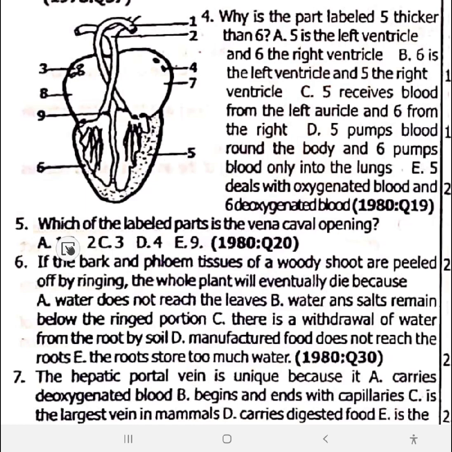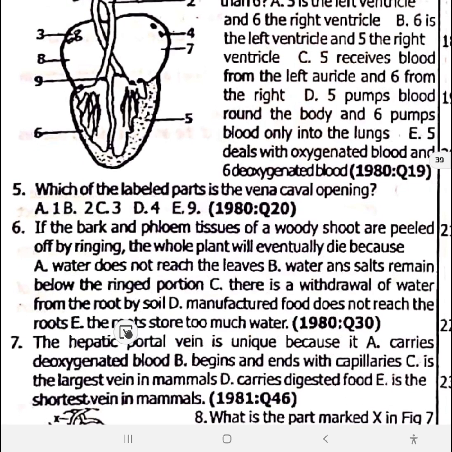Alright, so which of the parts labeled is the vena cava? Question 4 is D. Question 5 is C here. This is the vena cava. So 3 is the vena cava. So number 5 is the vena cava, which is option C.